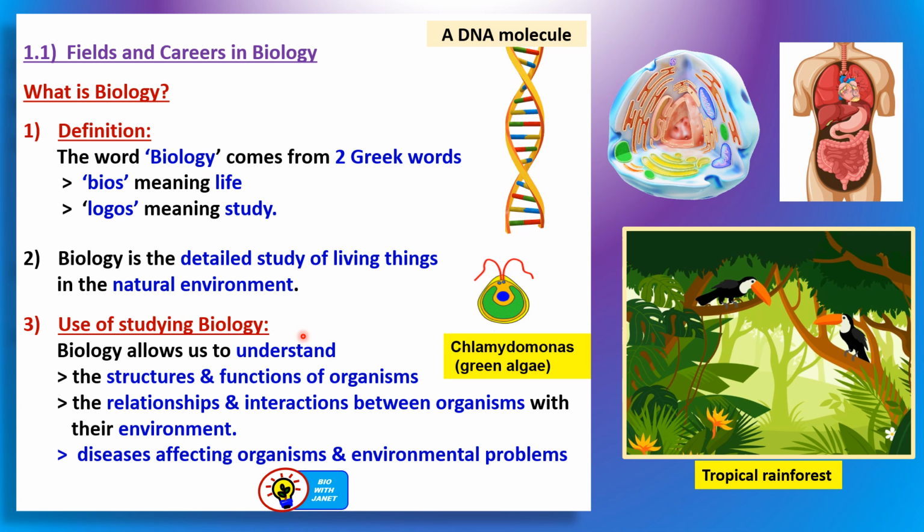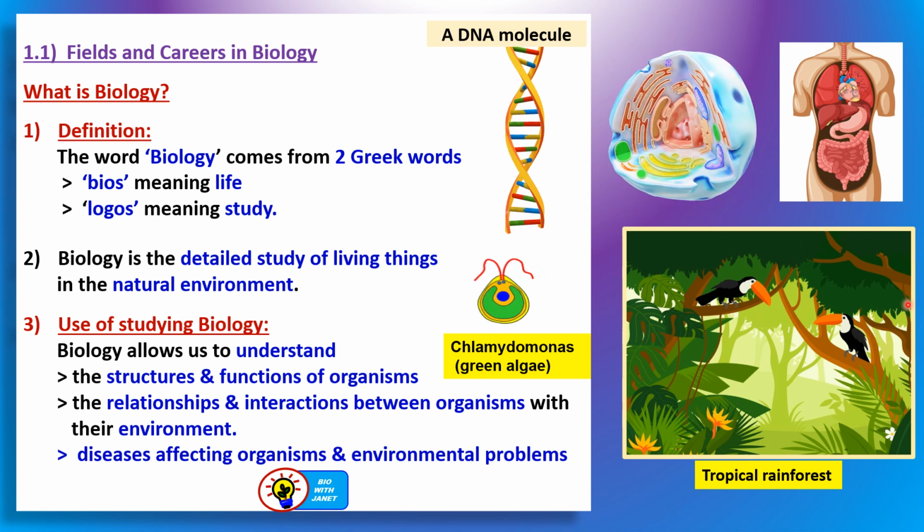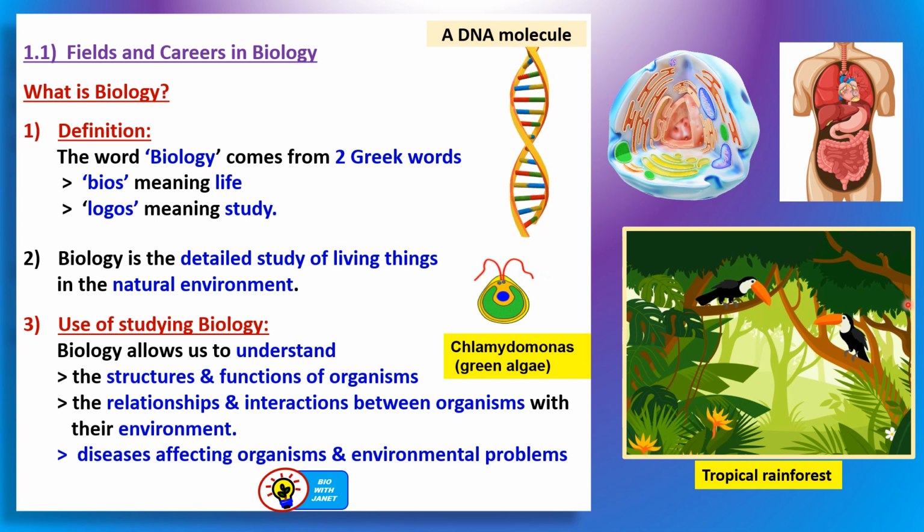Now, what's the use of studying biology? Biology allows us to understand the structures and functions of organisms like this algae here, and structures of cells, animal cells, plant cells, also structures of DNA, for example, in the nucleus of the cells. It also helps us to study the relationships and interactions between organisms and their natural environment, such as in the tropical rainforest. What are the interactions among organisms, and also between organisms and the rivers, the land, and so forth? Biology also helps us to understand diseases affecting organisms and environmental problems, as well as to find solutions to overcome these problems.